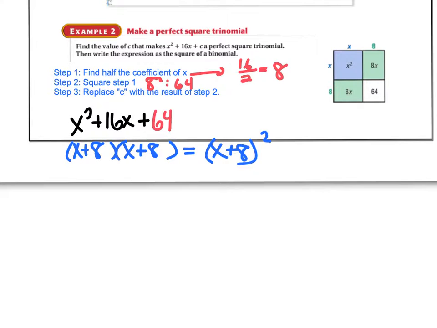This was just an example here of how to make a binomial a perfect square trinomial.